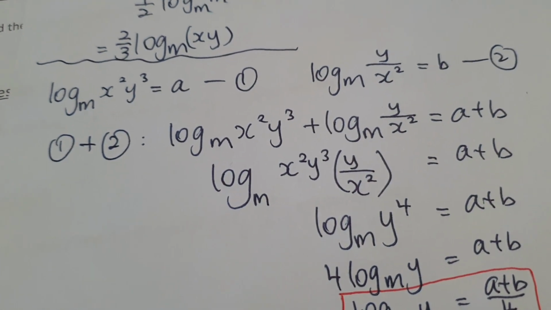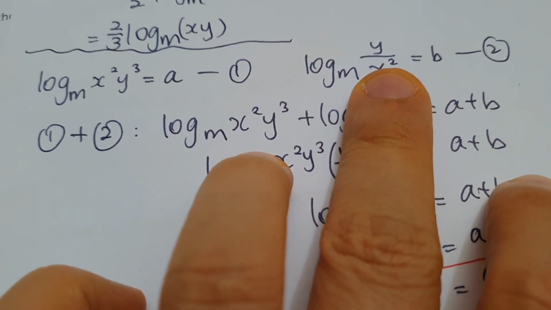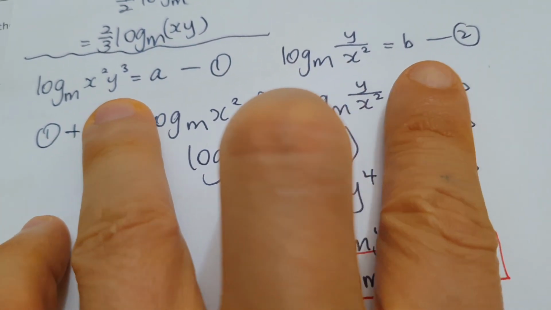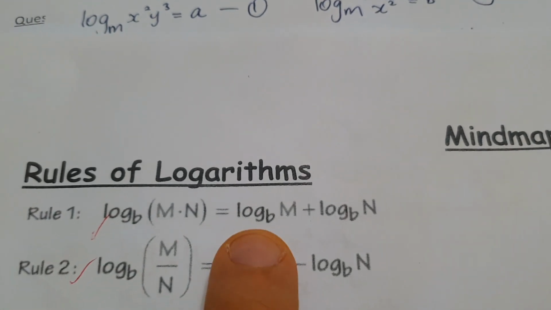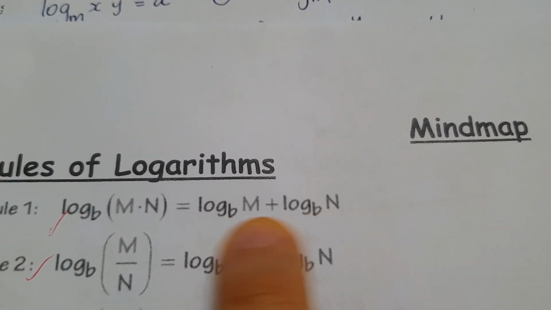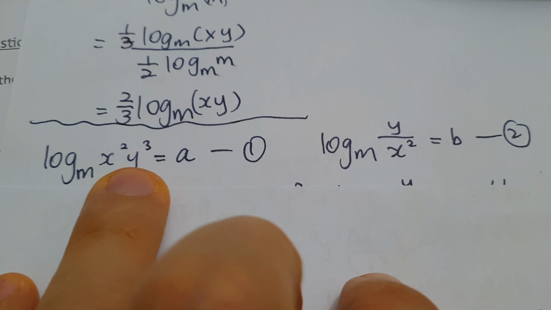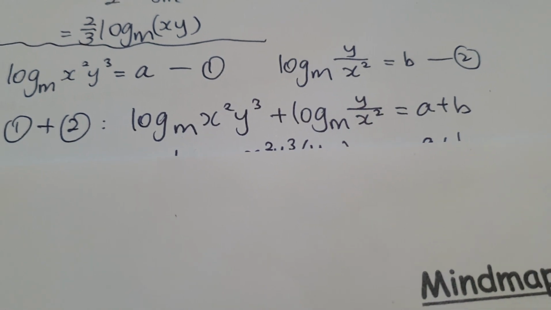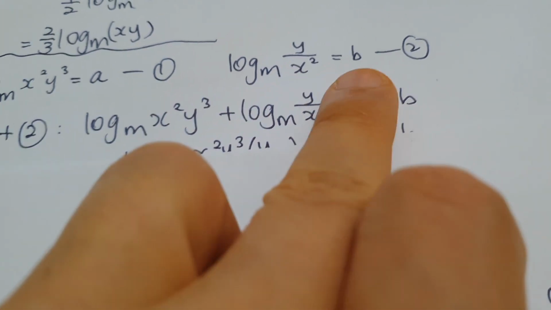From the very first step, I noticed that there's an x square here, and there's a divide by x square here. So if I add equation 1 with equation 2, using law number 1, when I add the 2 logs together, the m and the n inside will be multiplied together, and that's what I want. I want to take this x square y cube times y over x square, so I add this equation to this equation. On the right side it is just a plus b.